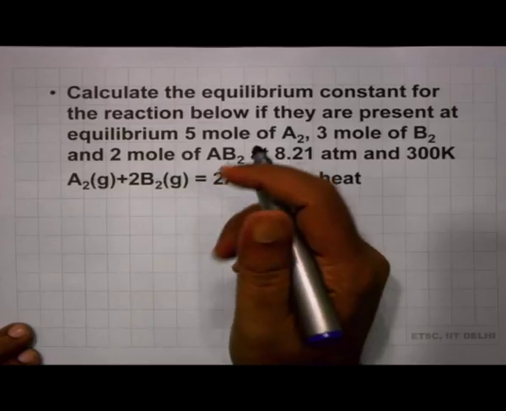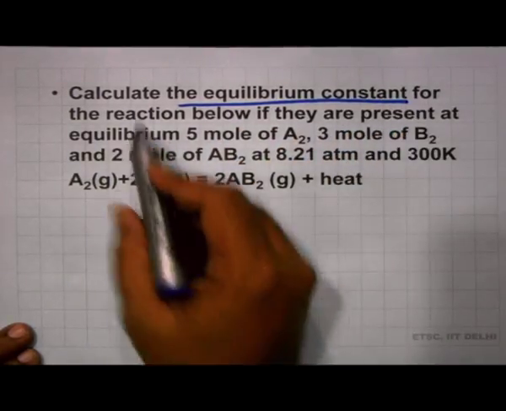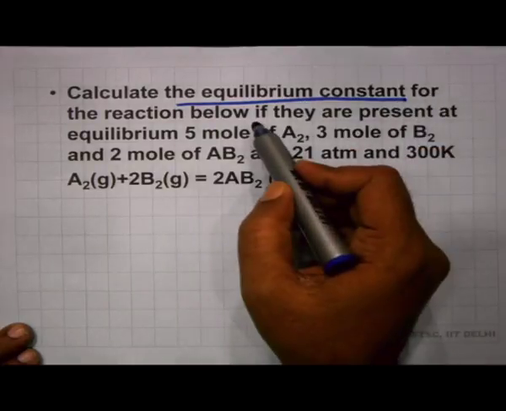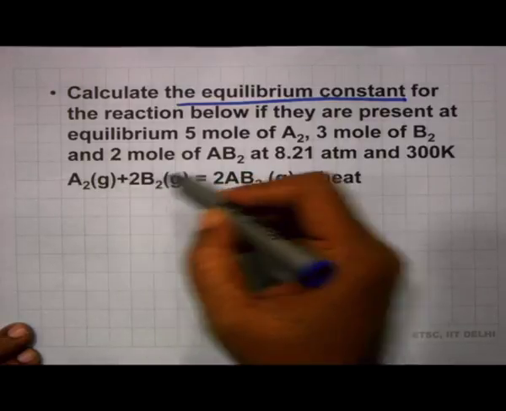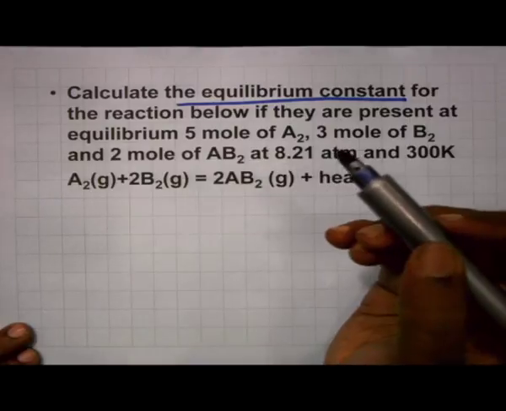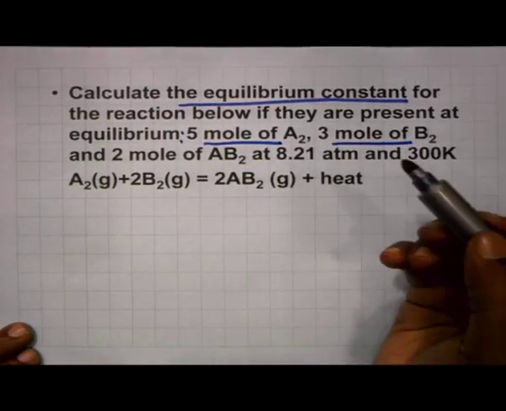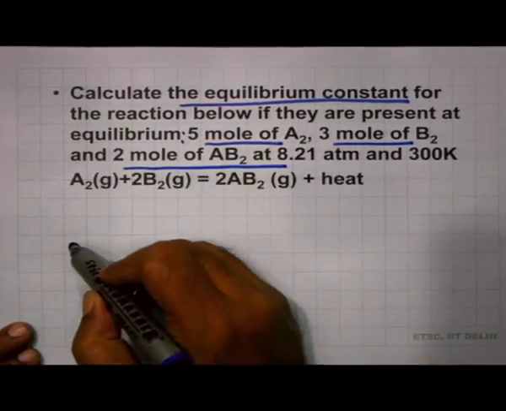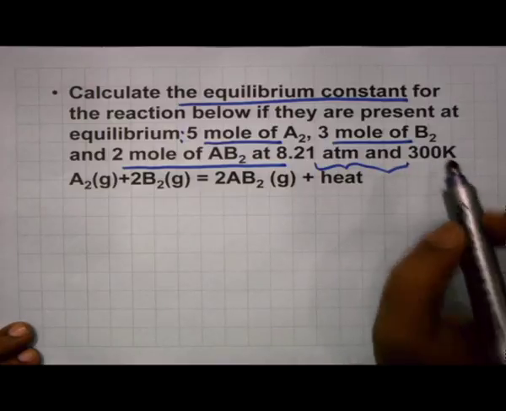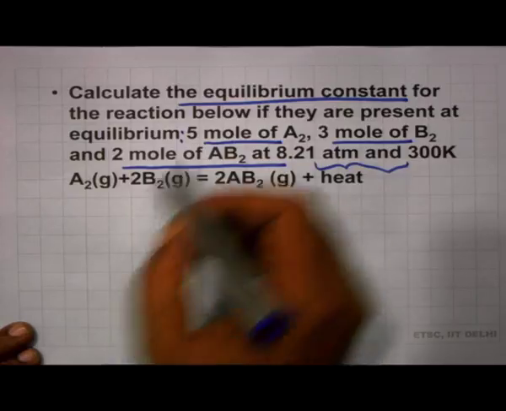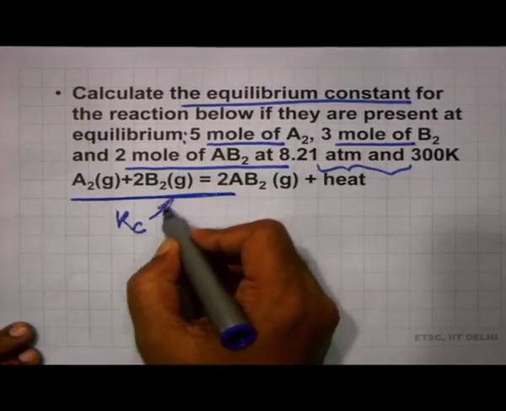Let us look at this case. In this problem, what you need to calculate is the equilibrium constant. So, the question is: calculate the equilibrium constant for the reaction below if they are present. They means these reactants or products, A2, B2 or AB2, are present at equilibrium. What is given is 5 moles of A2 present at equilibrium, 3 moles of B2 present at equilibrium and 2 moles of AB2 present at equilibrium, and you have also been given the pressure and temperature of the vessel. Now the question is to calculate the equilibrium constant Kc for this reaction.